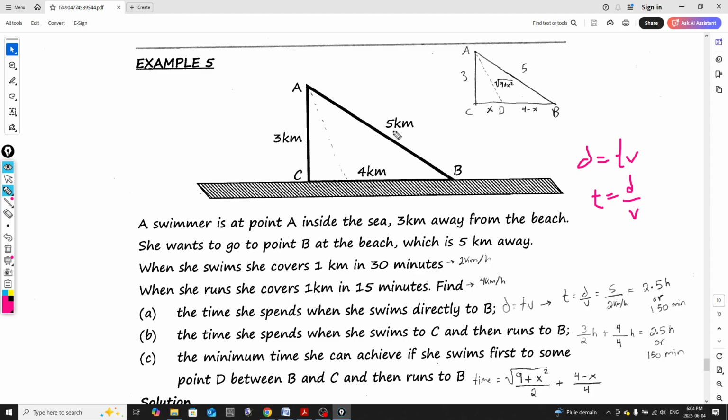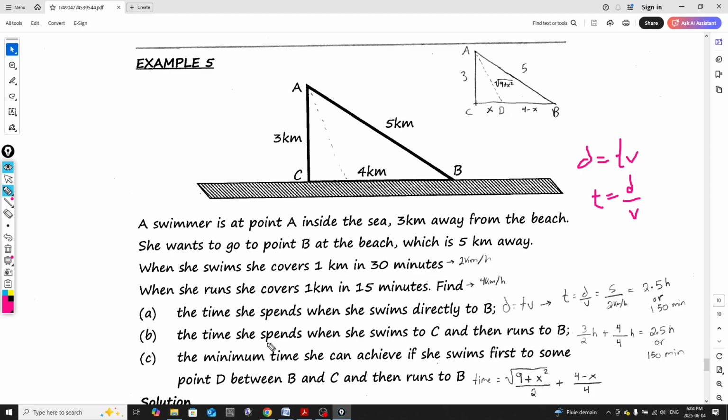Okay, so she's got to travel 5 kilometers. So 5 kilometers divided by the speed, which is 2 kilometers per hour. That means it would take her 2.5 hours. So 5 divided by 2 is 2.5 hours, or 150 minutes. That's if she swam directly to B.